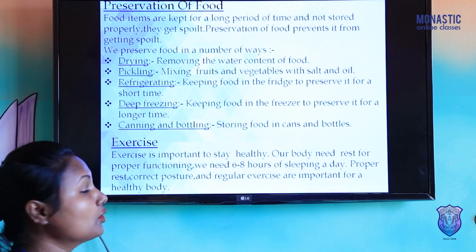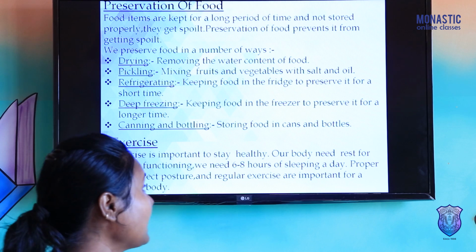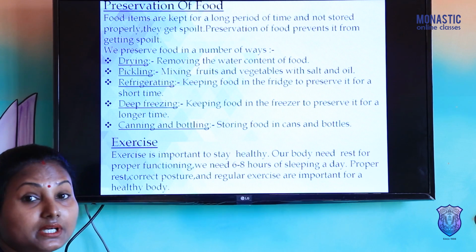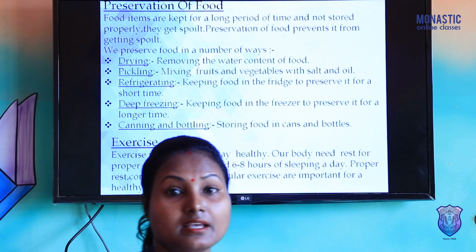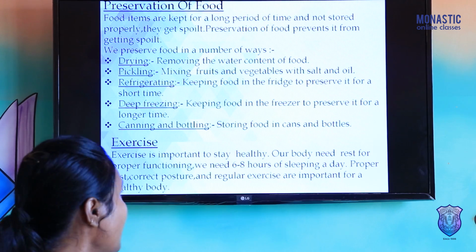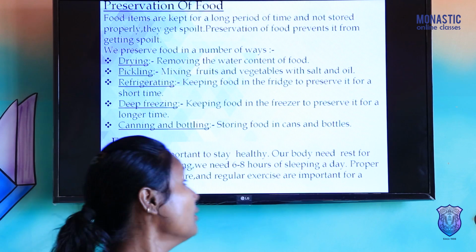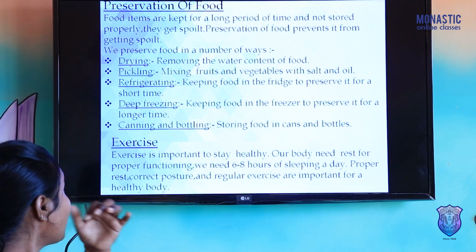Then canning and bottling, storing food in cans and bottles. For example, bottling of sauce and bottling of jams. In this way, we can preserve our food for a long time.